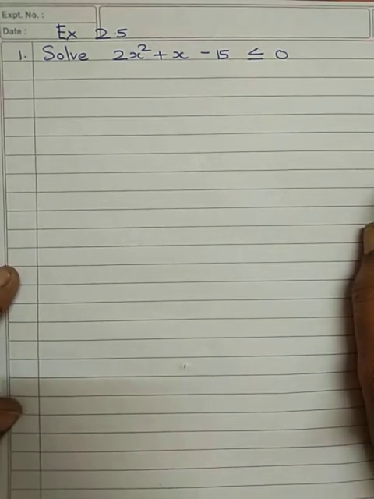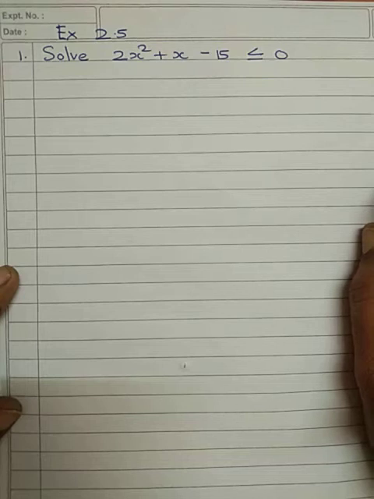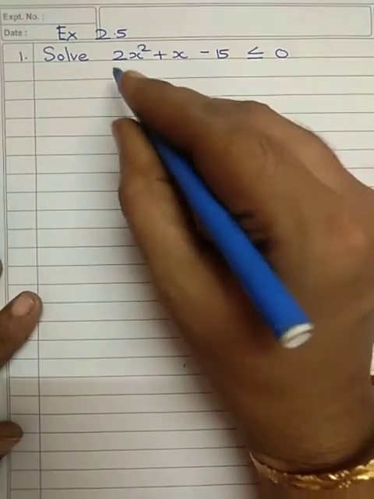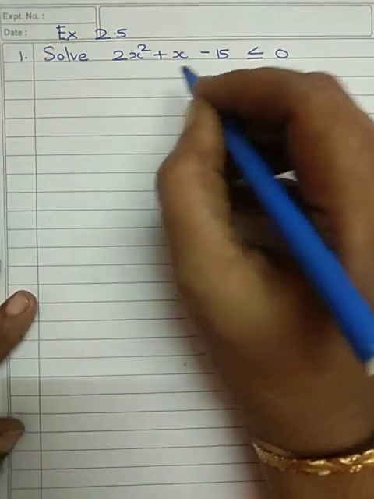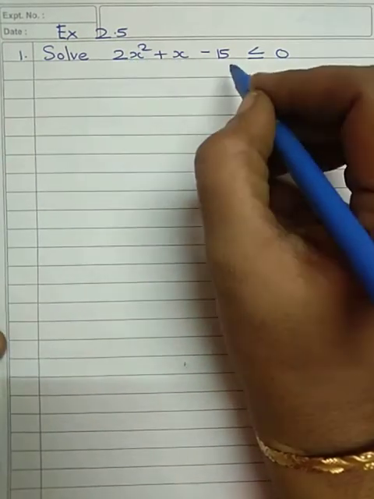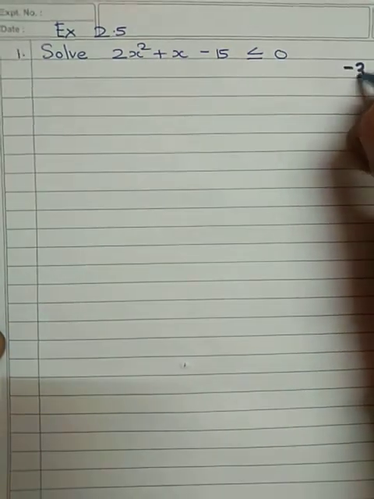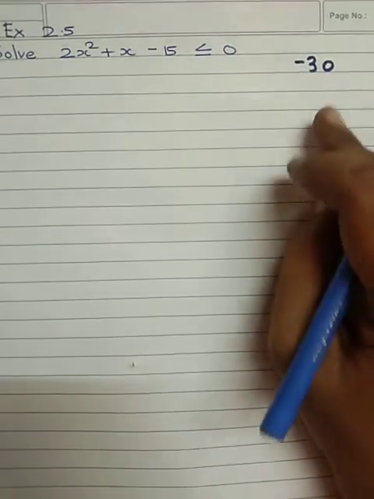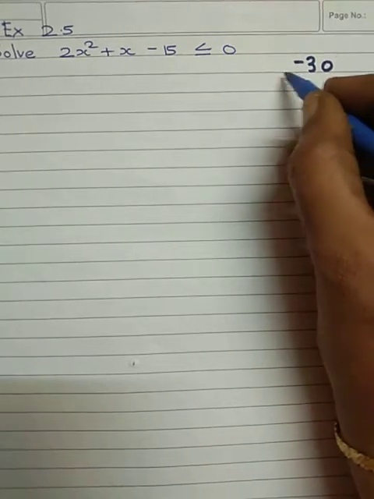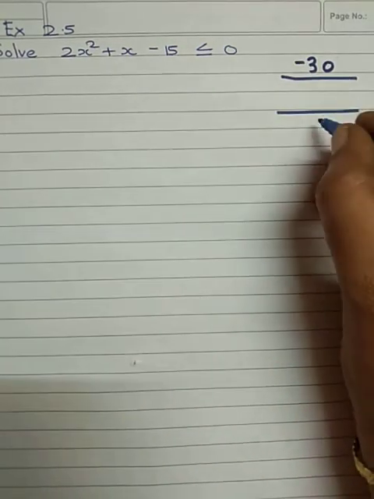Exercise 2.5. First question. Solve 2x² + x − 15 ≤ 0. First, I have to factorize this given quadratic expression. We have learned that already in our lower classes. 2 into −15 is −30. So the product should be −30 and the sum should be 1.